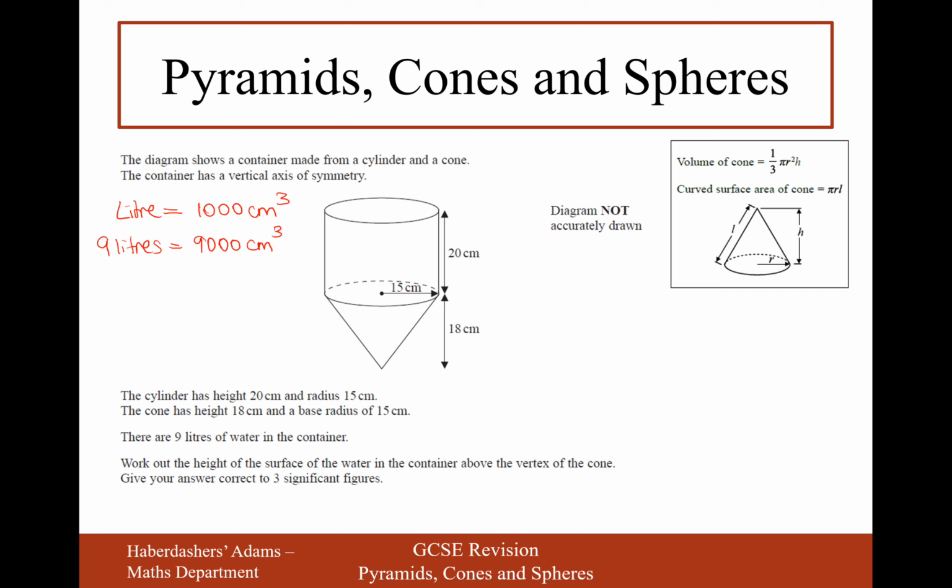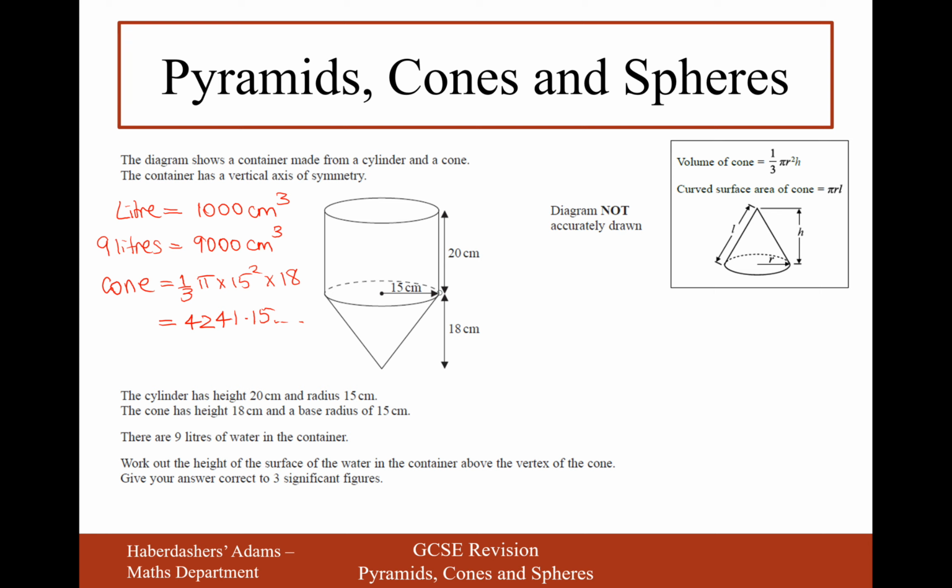Okay, so the first thing to do then would be to work out the volume of the cone on the bottom. So the cone is going to be 1/3 pi times 15 squared times 18. And this is going to give us a volume of 4241.15... So that's the volume on the bottom.